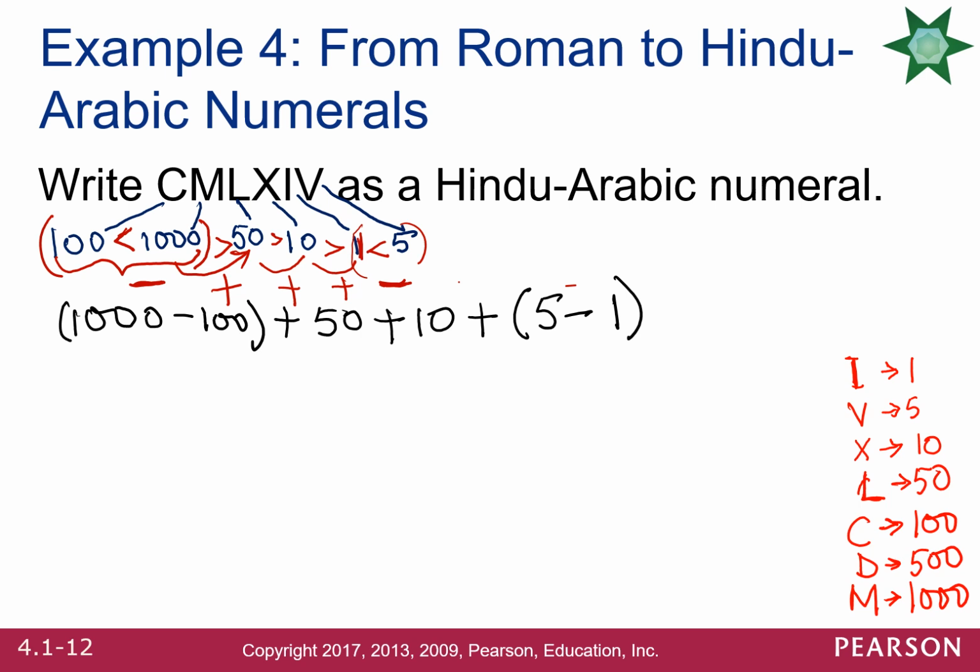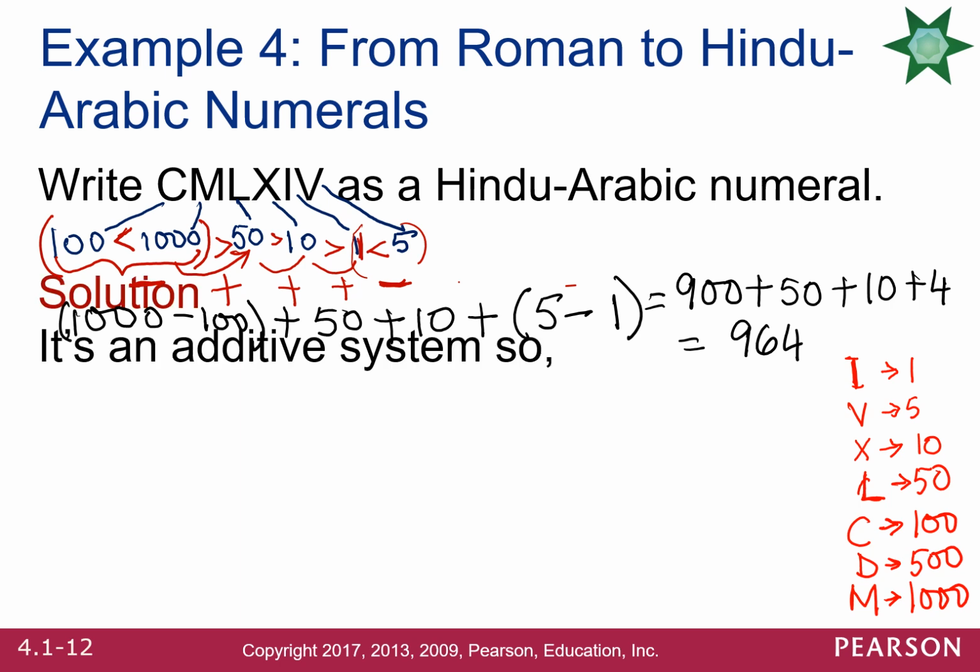So 1000 minus 100 is 900 plus 50 plus 10 plus 4 gives us 964, and that should be the numerical value of CMLXIV under the Roman number system. So let's look at the solution they have given us here, if they have done the same thing as we have.